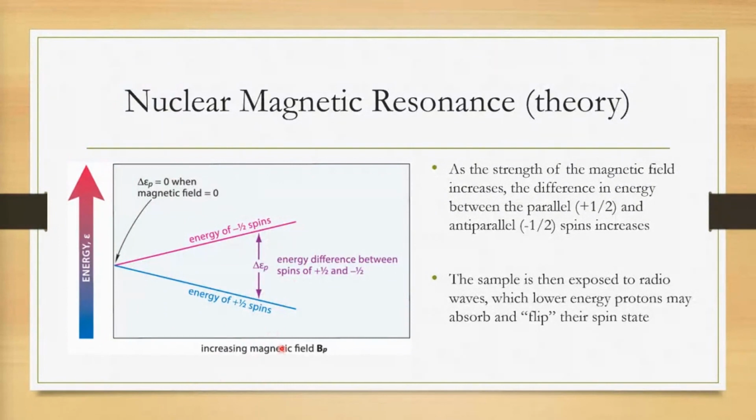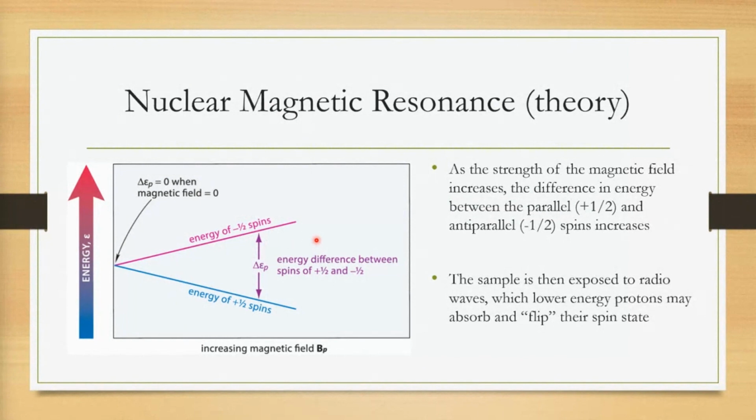So with a strong magnet, we can increase the difference in energy between antiparallel spins and parallel spins. So that means you have some nuclei that are existing at this lower energy state with parallel spins, and some that can exist at this higher energy antiparallel state. If your sample is then exposed to radio waves, the nuclei that are at the lower energy can absorb a specific wavelength of energy to then exist at the higher energy state.